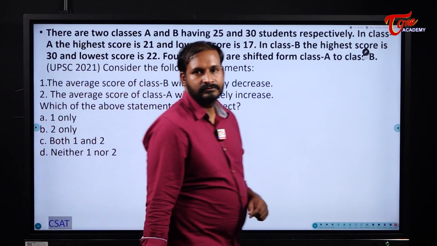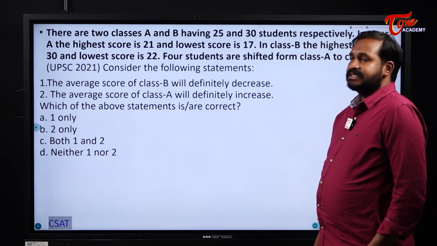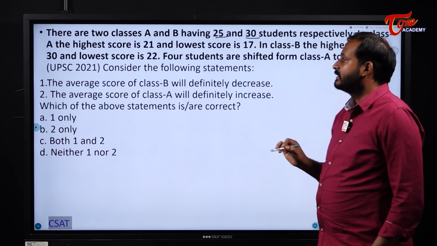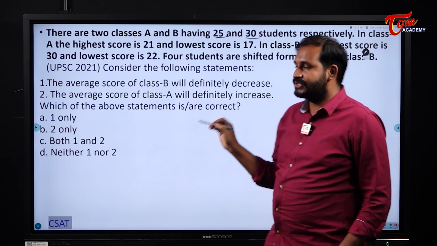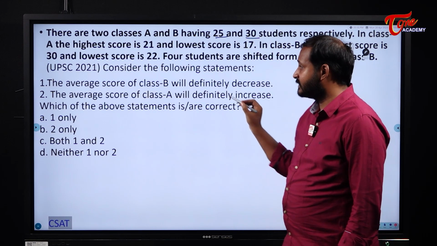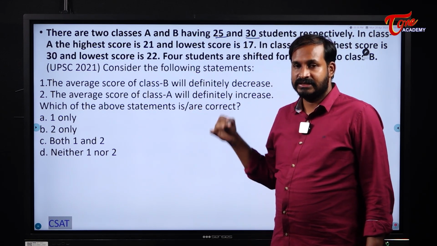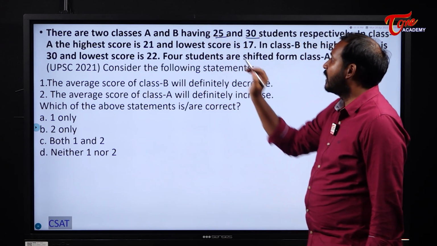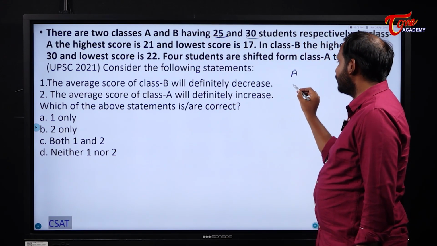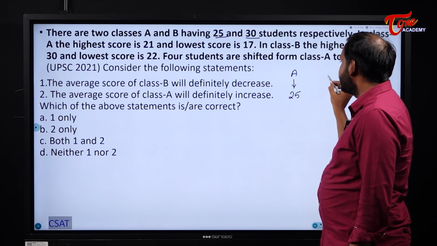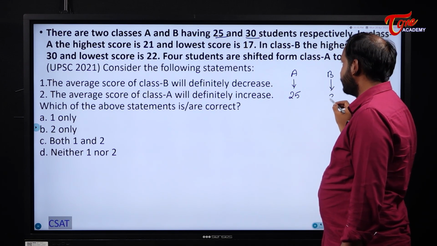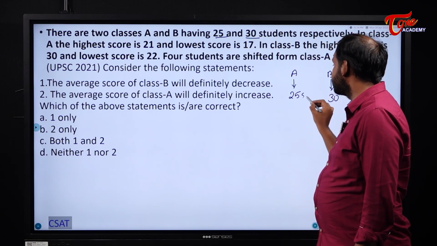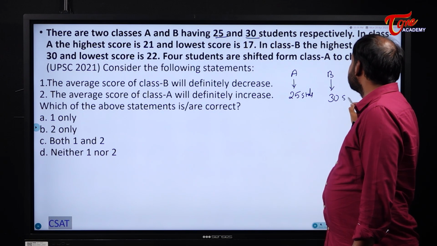Now see here, there are two classes A and B having 25 and 30 students respectively. In class A, the highest score is 21. See here students, this type of question is very, very important. Why? Because the chances of being asked from this area are very, very high. Class A has 25 as its strength, and class B has 30 students. Okay, this is strength, 25 students and 30 students.